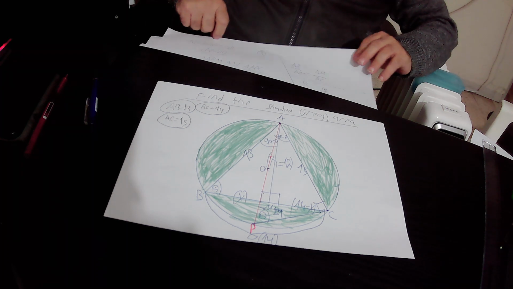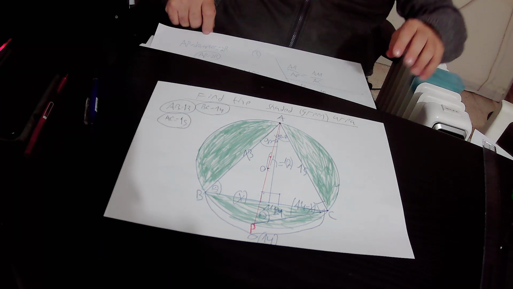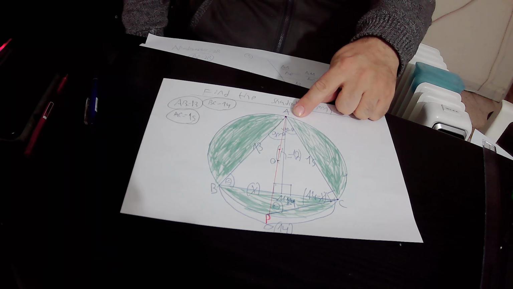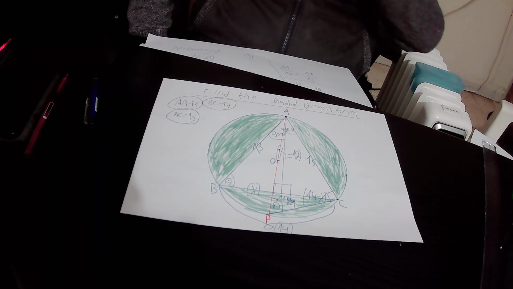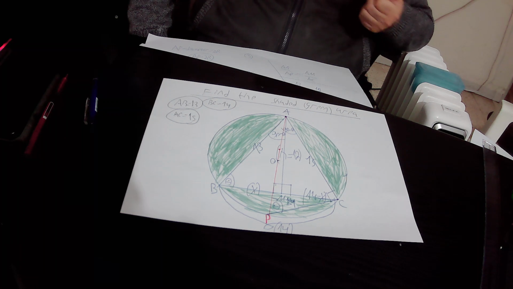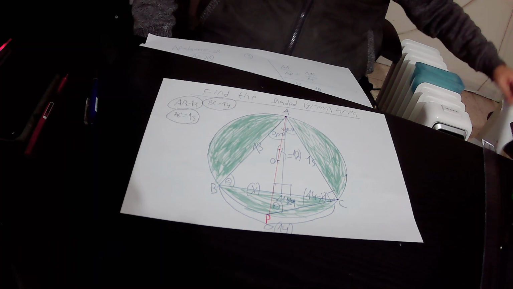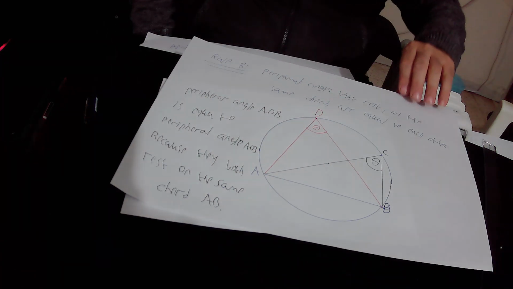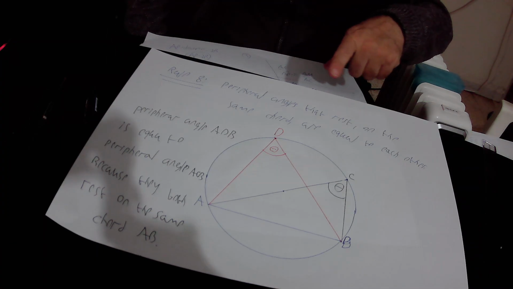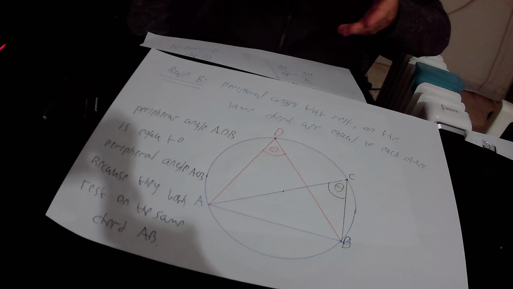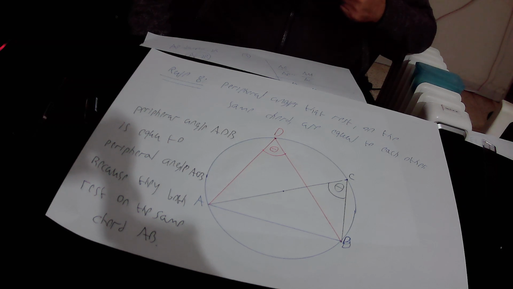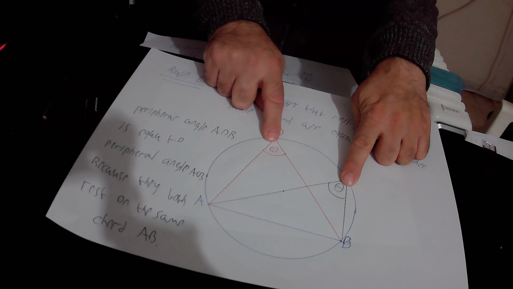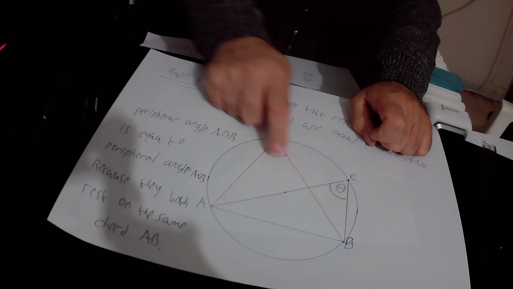Okay, then we also have rule number 8. According to rule number 8, peripheral angles that rest on the same chord are equal to each other. Here we have those two peripheral angles resting on the same chord called AB. Therefore, they are equal to each other.